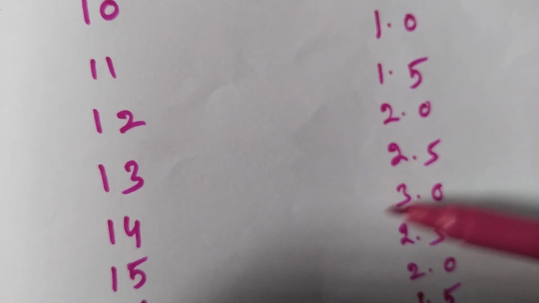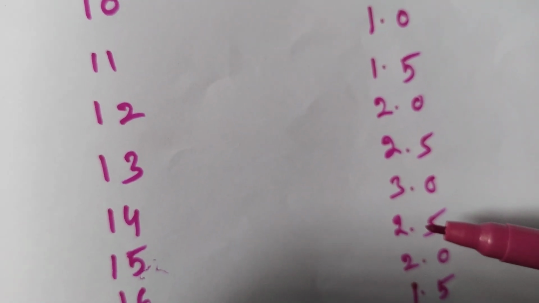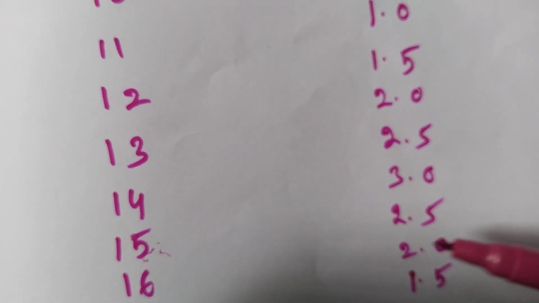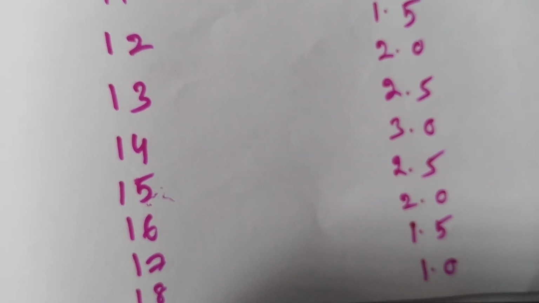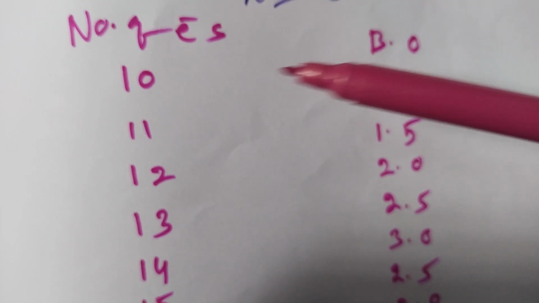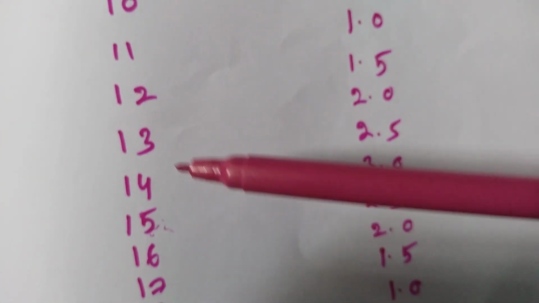So bond order 3. After 14, number of electrons 15, decreasing by 0.5 unit, that is 2.5. Number of electrons 16, bond order 2. Number of electrons 17, bond order 1.5. Number of electrons 18, bond order 1.0. Please note it: 10, 11, 12, 13, 14, 15, 16, 17, 18 electrons.